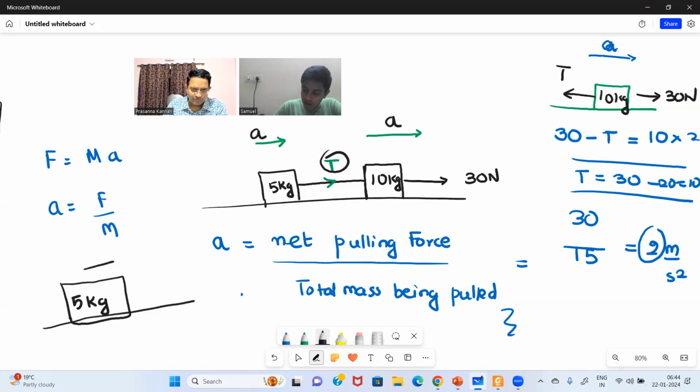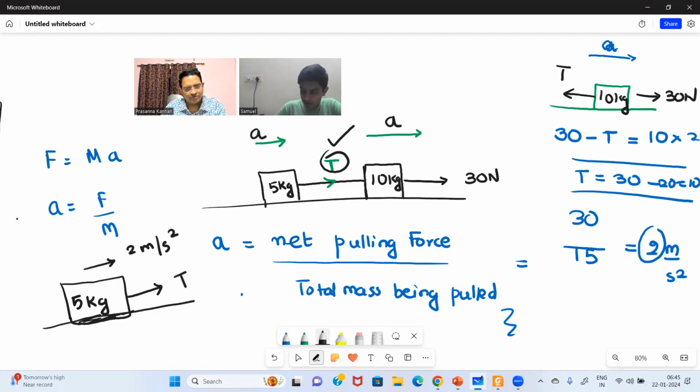Now, what is the acceleration on the 5 kg block? 2 meters per second squared. Yes, both the blocks are accelerated equally. What is responsible for pulling this 5 kg block? The tension. Is that clear? Is there any opposing force to this? No, no opposing force. Correct?